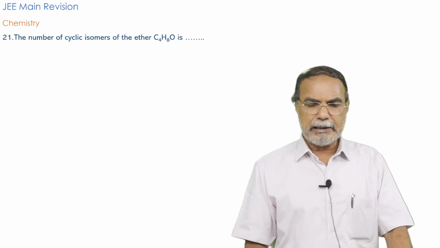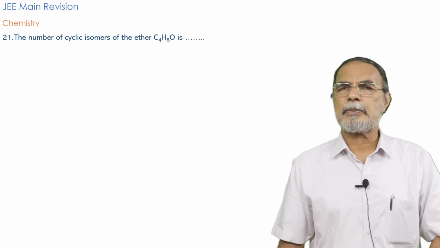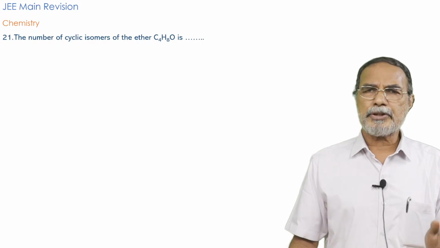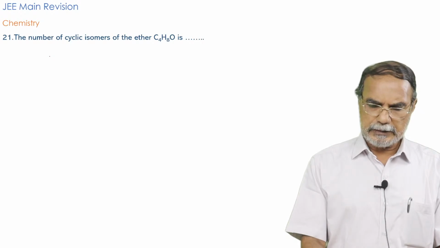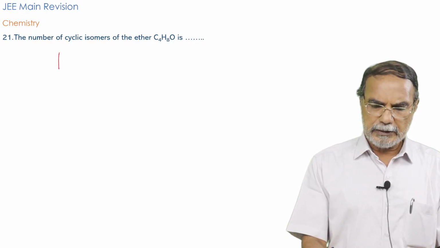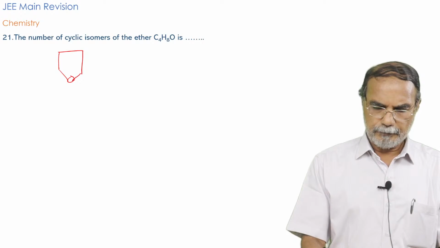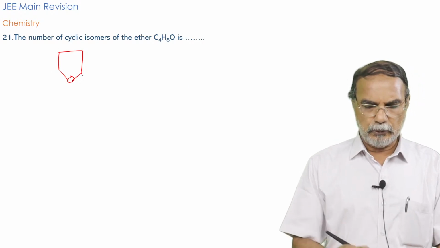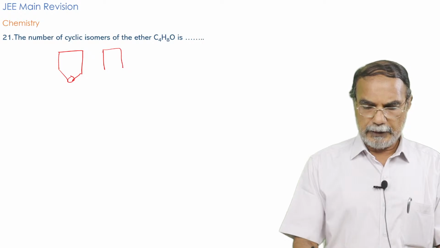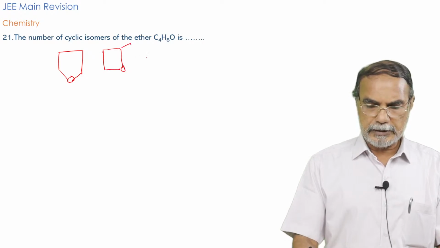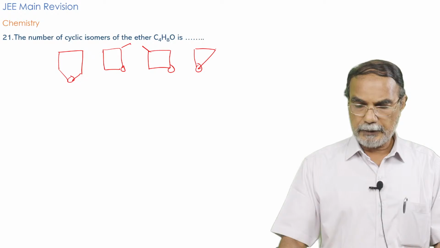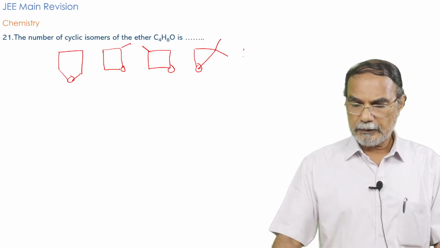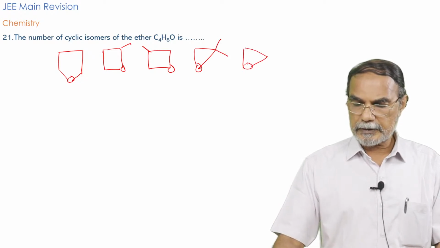The number of cyclic isomers of the ether. This is a question which has been asked in many question papers, and I think this example might have been taught in all the classes. It is C4H8O, which means this is the compound, and you can have the other isomers like this, you can have this, and then you can have 3, you can have this, and you can have this.